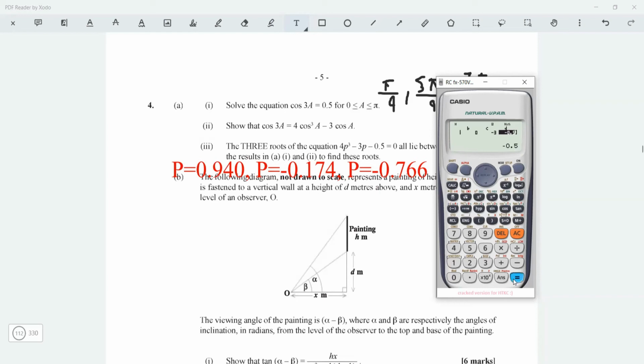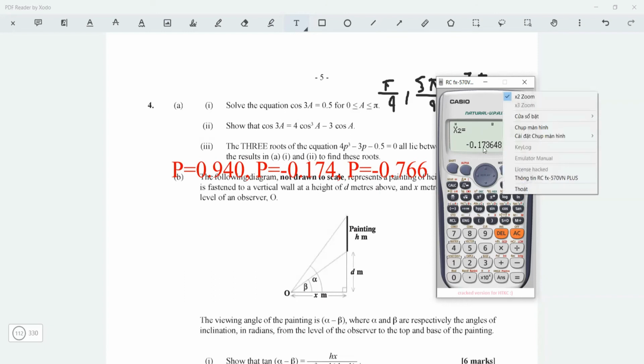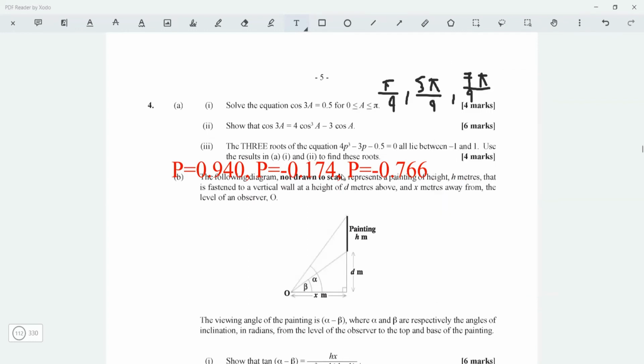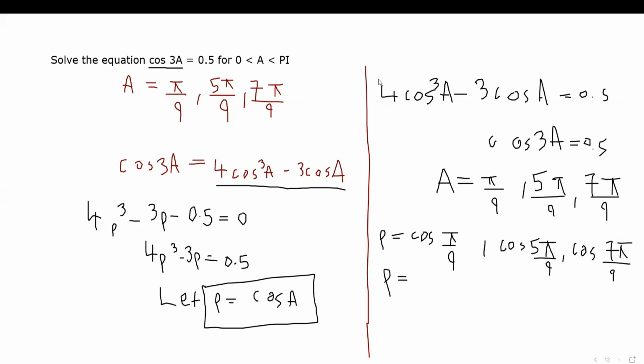Solving it, 0.939, which is 0.940. That's the first one. The second one, there's minus 0.174, what we get? The third one, minus 0.766. Guys, we use trigonometry and find the roots of this. Imagine that, we use trigonometry to solve this. Math's nice, though. So you never did have to use trigonometry. Never used other methods.